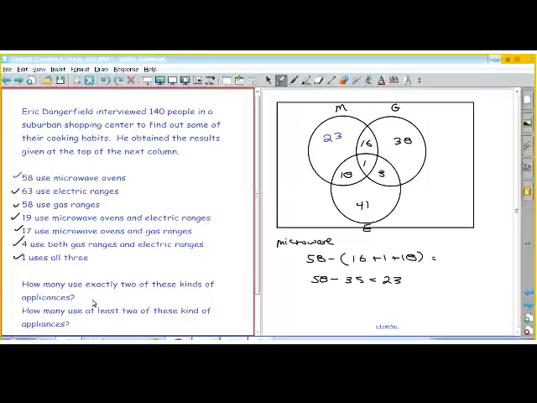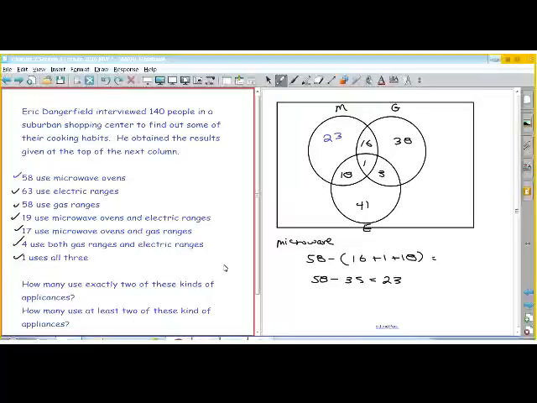So okay, now we can answer these other two questions. Exactly how many use exactly 2 of these kinds of appliances? So it says exactly 2. So which areas represent exactly 2 on this diagram? So this one, this one, this one. What about that one? No. So it's not in the middle, because that's 3. So it would be this one, and this one.